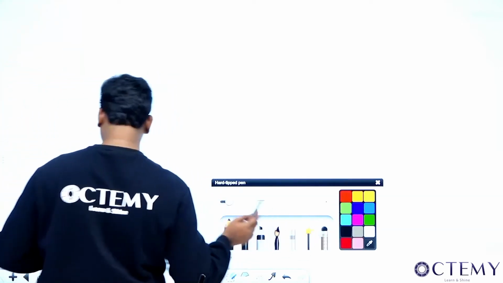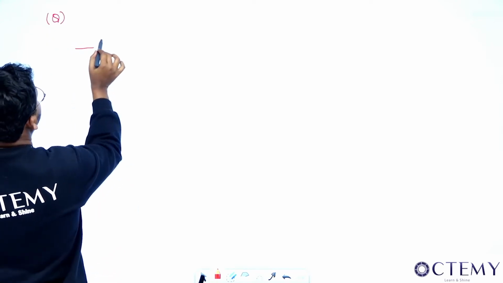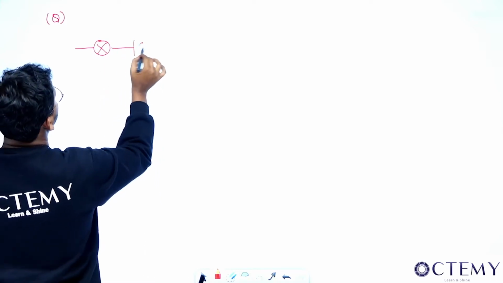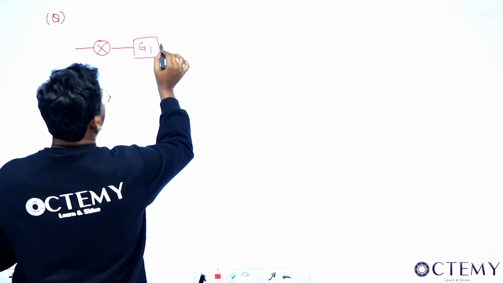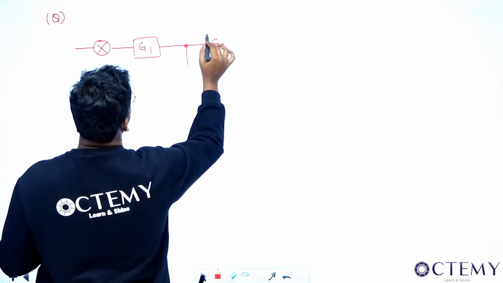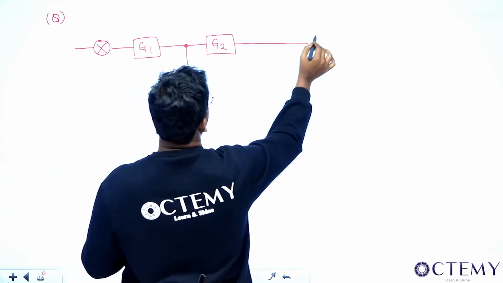See what he is asking in question number 4. If you look at question number 4, it looks like this, sir. This is also an interesting question. It has one summing block here, gain G1 here, then a takeoff point, then G2, and then you again have the output C.